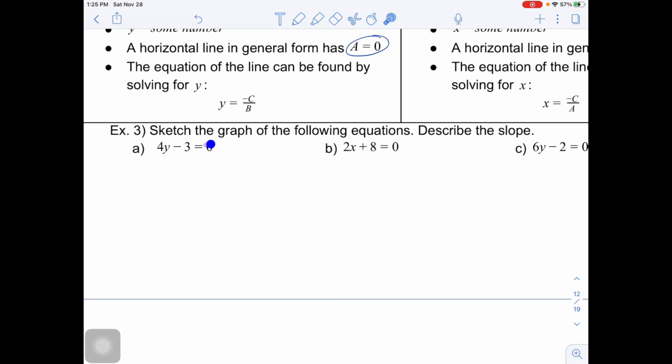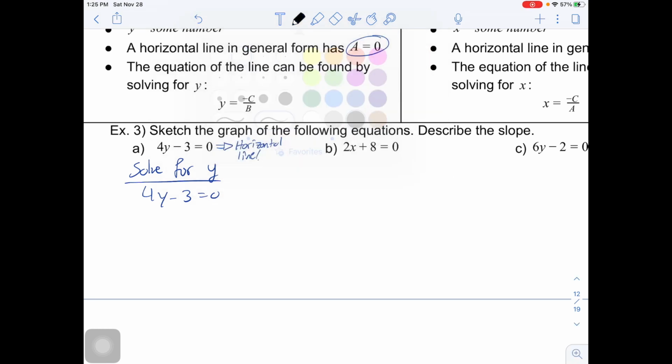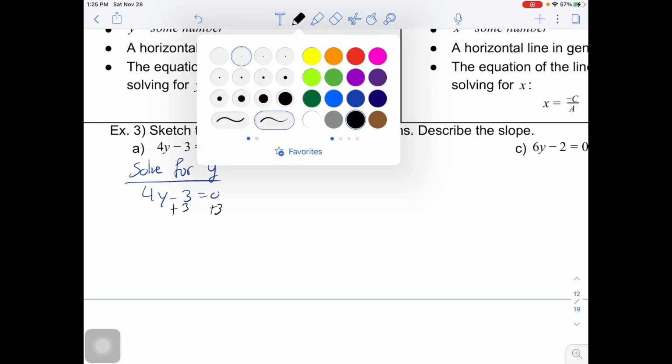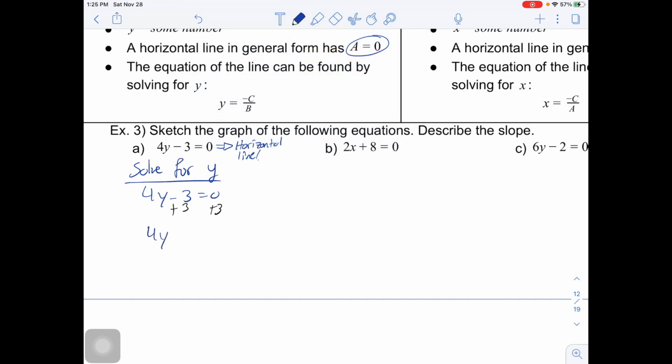So let's look at example 3 here. We can sketch the graph of the following equations, and then we can describe the slope. Describing the slope is something we've learned in previous videos. So sketch the graph of the following equations. Here you can see there's no x value, so all we're going to do is solve for y. We can already tell that this is going to be a horizontal line based on the information above. Okay, so let's solve for y. 4y minus 3 equals 0. So I'm going to add 3, and I will end up getting 4y equals positive 3. And then I'll divide by 4.